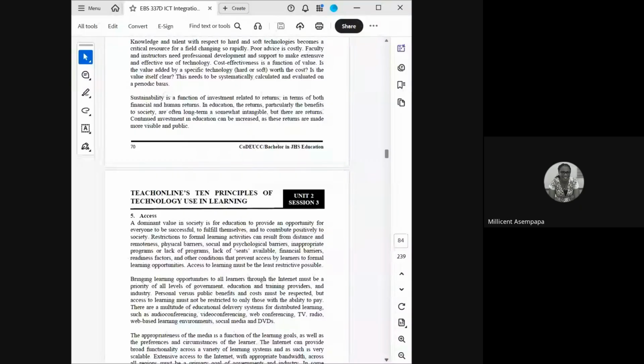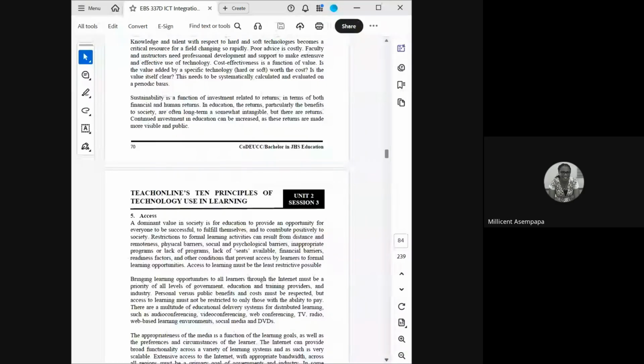A dominant value in society is for education to provide an opportunity for everyone to be successful, to fulfill themselves and to contribute positively to society. Restriction to formal learning activities can result from distance and remoteness, physical boundaries, social and psychological boundaries, inappropriate programs or lack of programs, lack of seats available, financial barriers, readiness factors, and other conditions that prevent access by learners to formal learning opportunity. Access to learning must be the least restrictive possible.